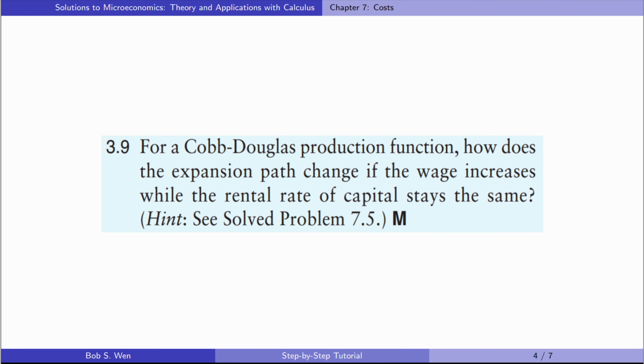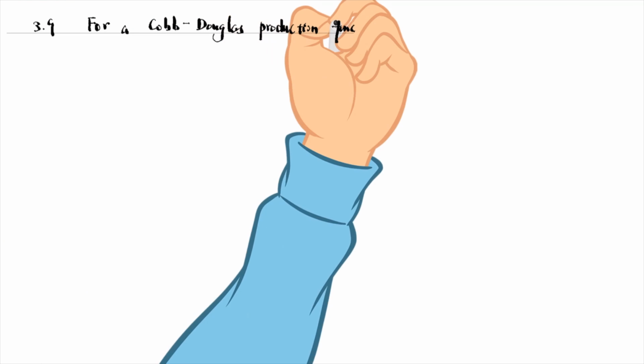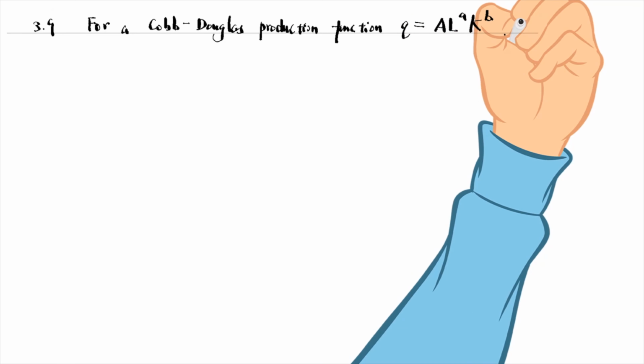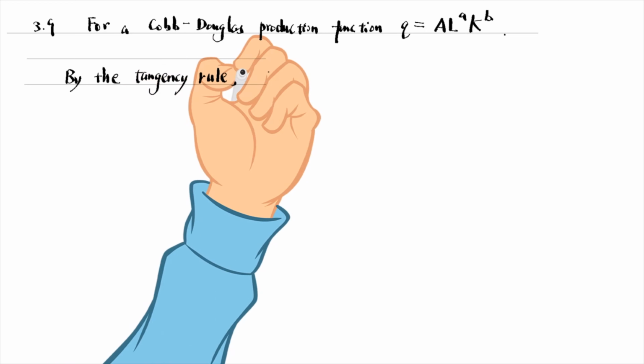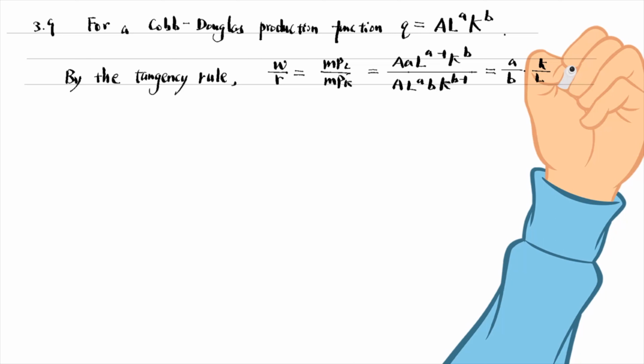Let's solve exercise 3.9. For Cobb-Douglas production function, how does the expansion path change if the wage increases while the rental rate of capital stays the same? For Cobb-Douglas production function, we use the tangency rule to find the expansion path equation. The slope of the isocost lines is W over R. The slope of the isoquant is the marginal product ratio. At the tangency point, the two slopes are identical. We obtain the expansion path equation.